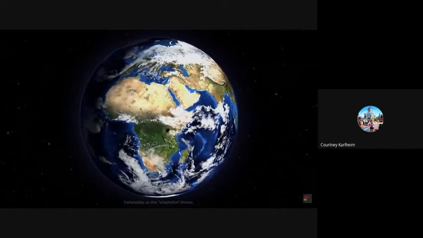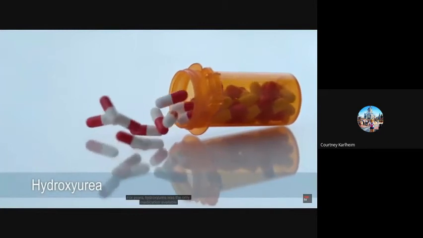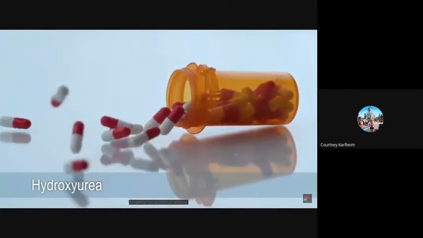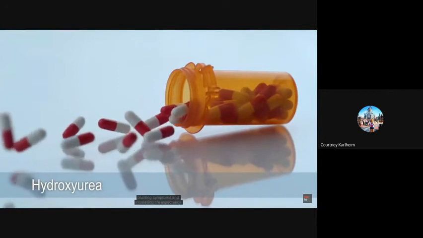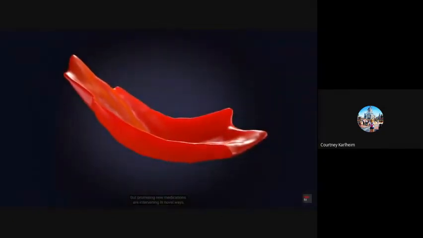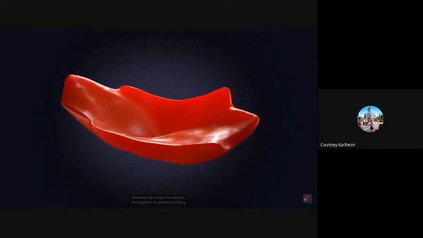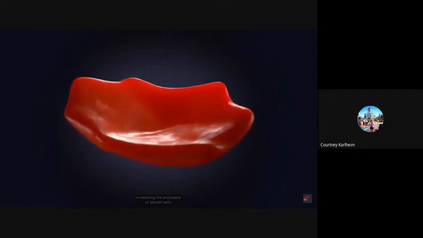Fortunately, as this adaptation thrives, our treatment for sickle cell continues to improve. For years, hydroxyurea was the only medication available to reduce the amount of sickling, blunting symptoms, and increasing life expectancy. Bone marrow transplantations offer a curative measure, but these procedures are complicated and often inaccessible. But promising new medications are intervening in novel ways, like keeping oxygen bonded to hemoglobin to prevent sickling, or reducing the stickiness of sickled cells.